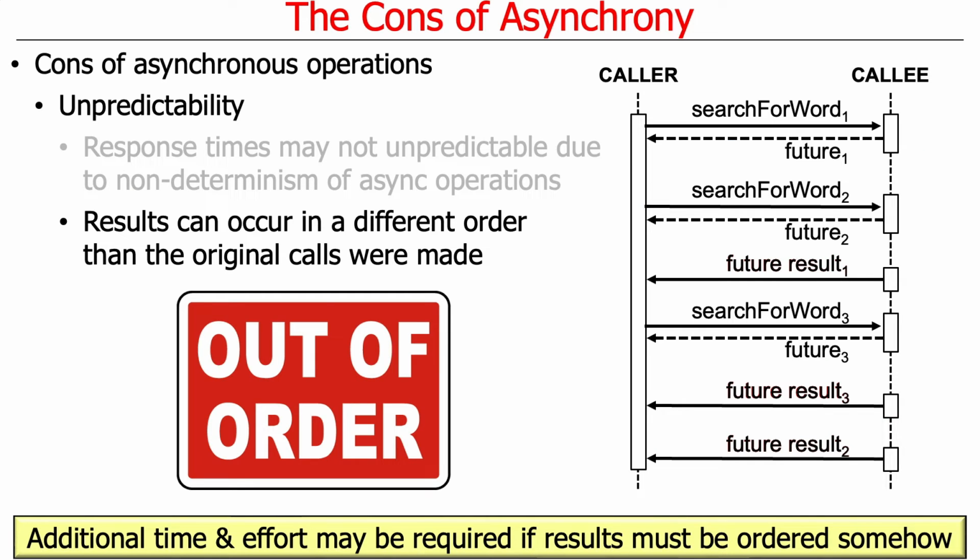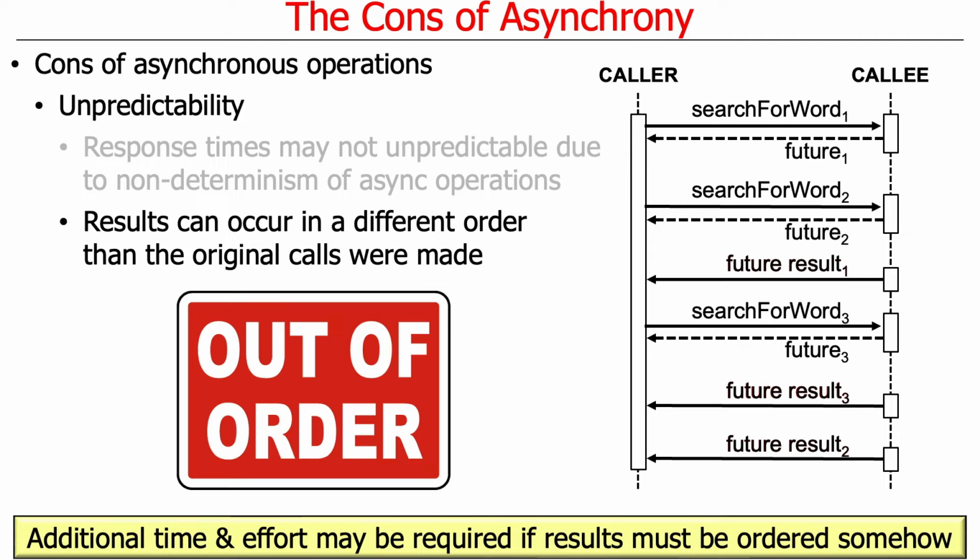Another tricky issue with asynchrony is that results can occur in a different order than the original calls were made, which again leads to unpredictability. So if you don't care about the order in which the results come back, then this unpredictability in asynchrony is fine. If you do care, then you're going to have to keep track of the results somehow and then order them.